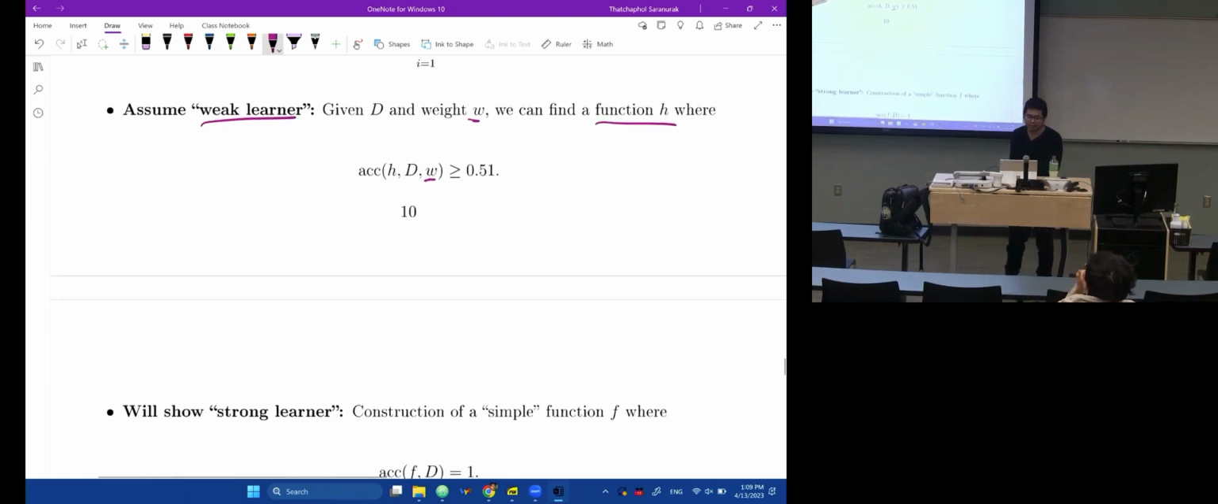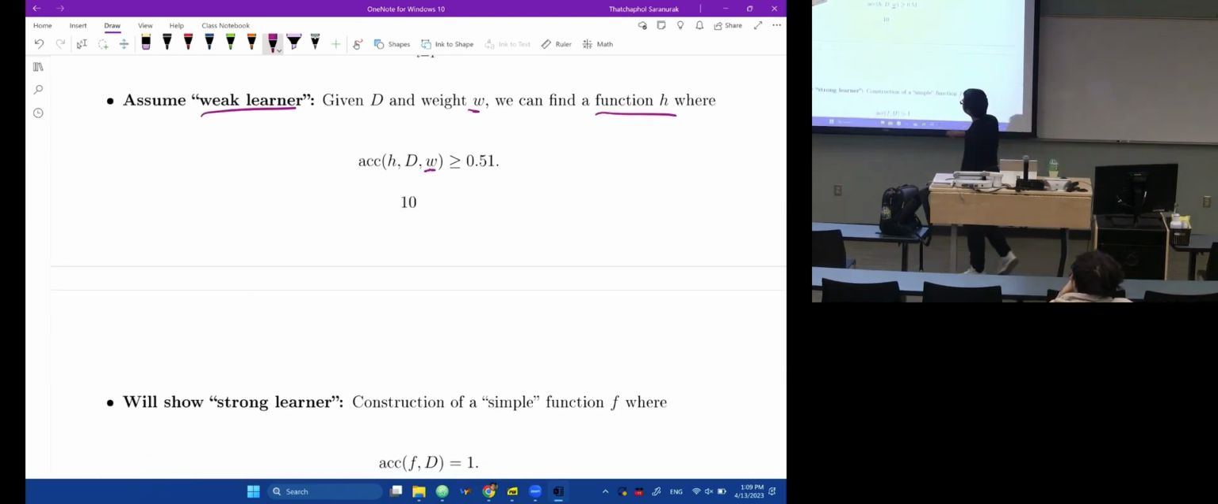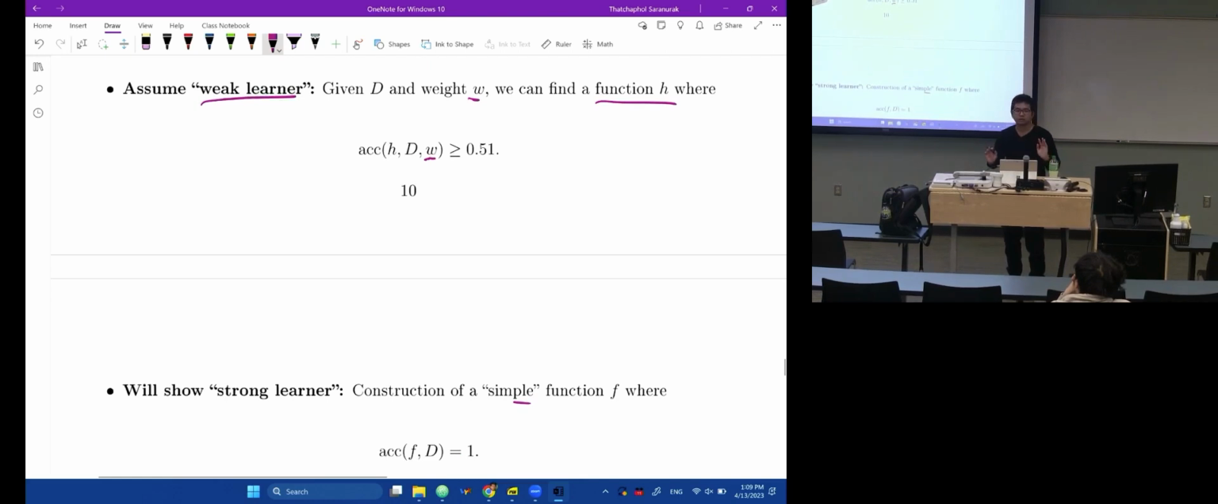But what we want to get is that from this weak learner, we want to construct a simple function f that is just absolutely correct. Kind of combine a bunch of weak learners, and now everything is correct. And it shouldn't be combining a lot of things. It should be simple. So that's the goal.